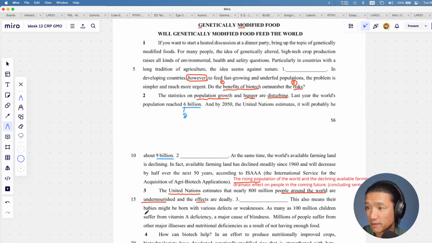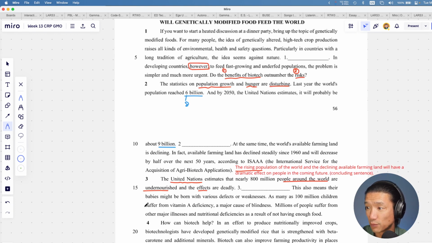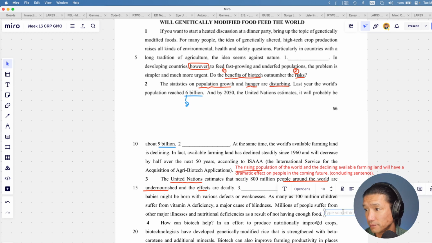Deadly effects. This also means their babies might be born with various defects or weaknesses. As many as 1 million children suffer from vitamin A deficiency, a major cause of blindness. Millions of people suffer from other major illnesses and nutritional deficiencies as a result of not having enough food. See, this is another. We need a concluding sentence, so let's write it. Can you guys help me? How can biotechnology help, right? So many people suffer from other major illnesses and nutritional deficiencies as a result of not having enough food.